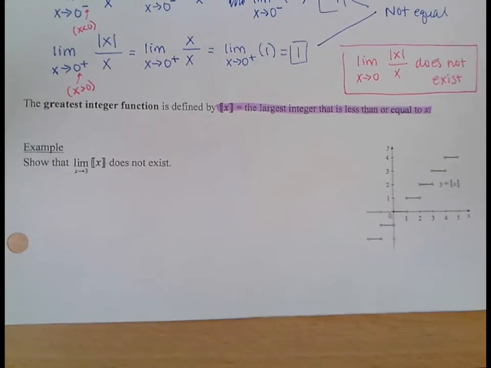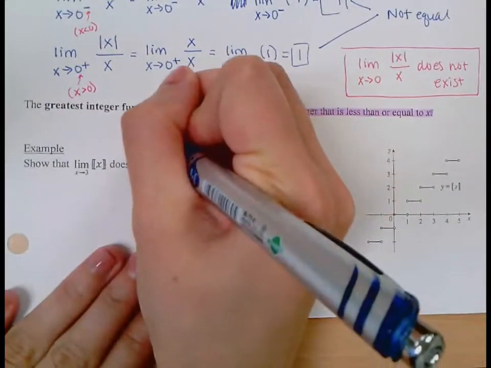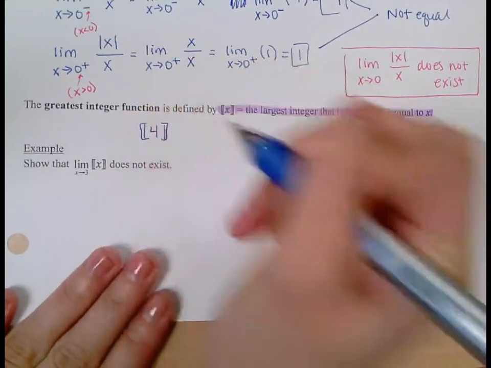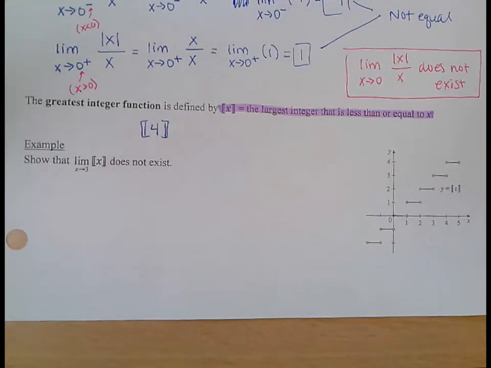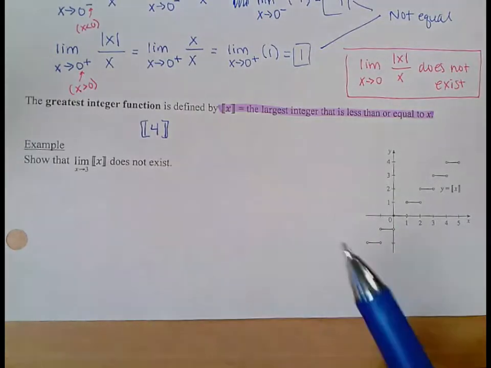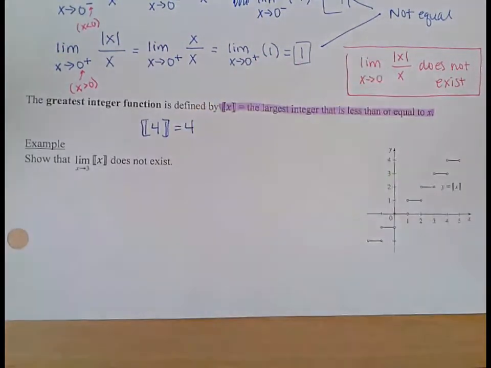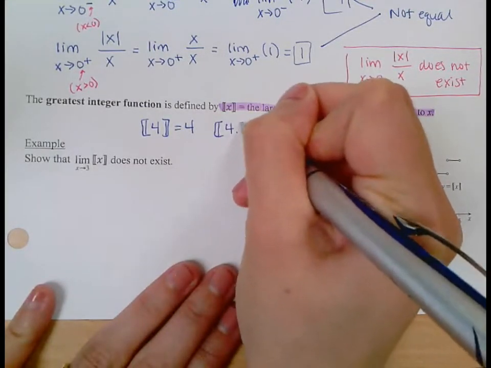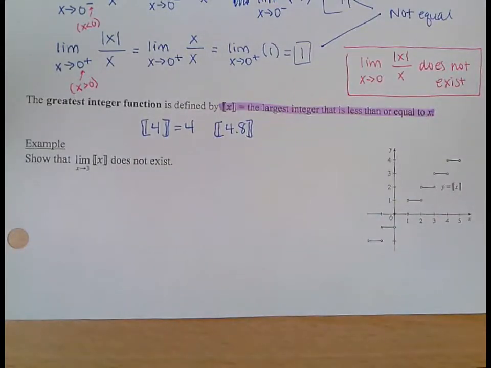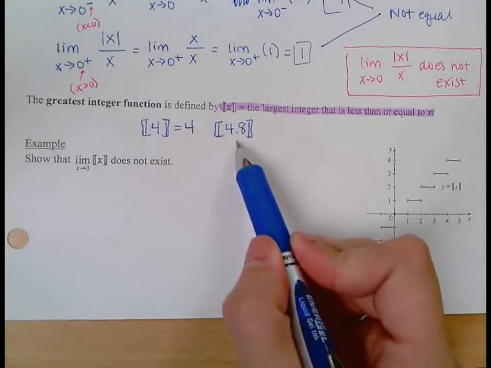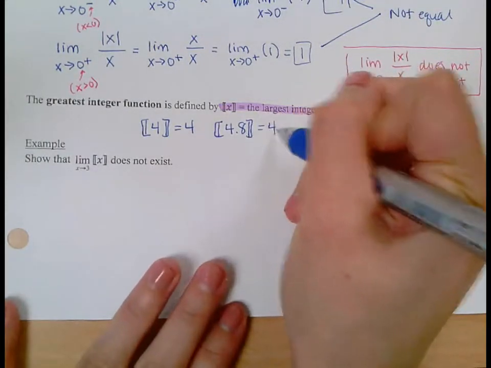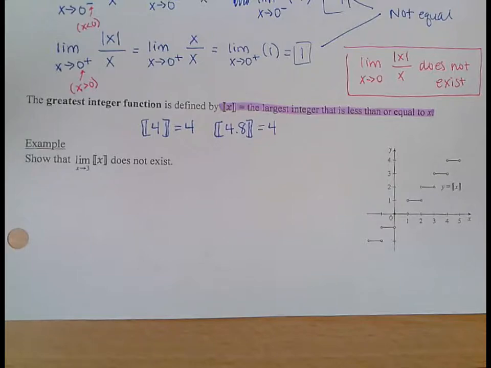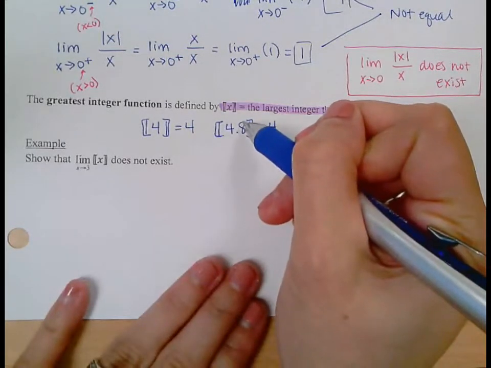So just some examples. If I had 4 inside of those double brackets, I would be finding the largest integer that's less than or equal to 4. And since 4 is an integer, this is just equal to itself. But if I, say, had 4.8 inside of the double brackets, now the largest integer that's less than or equal to 4.8 is also 4.